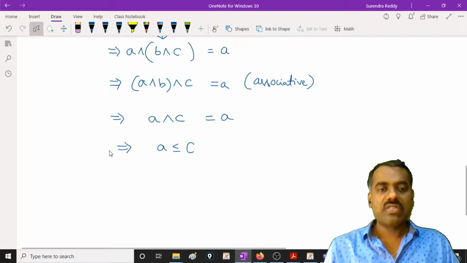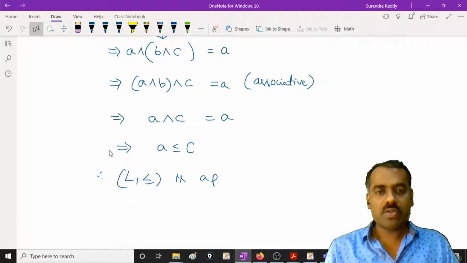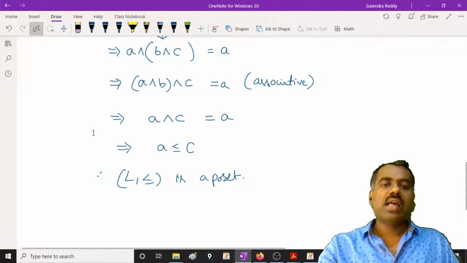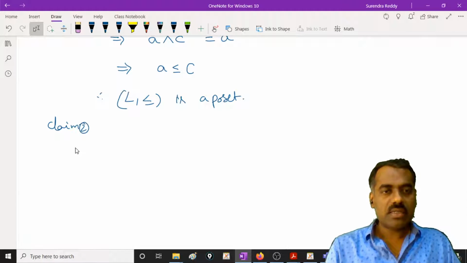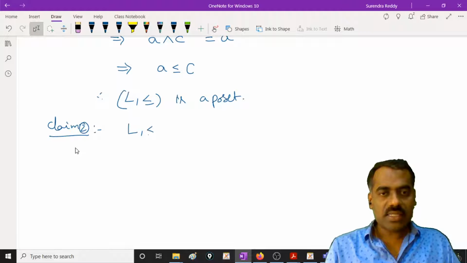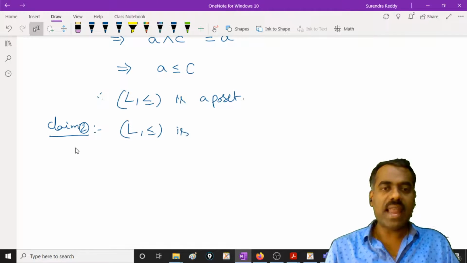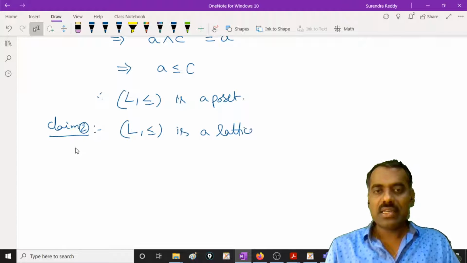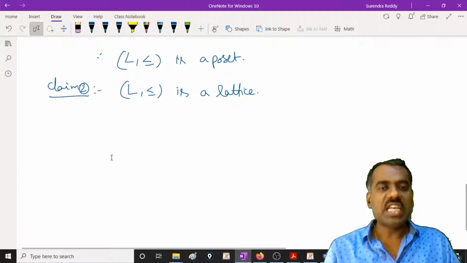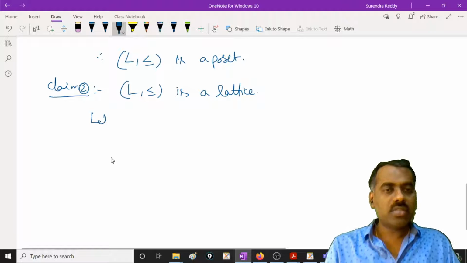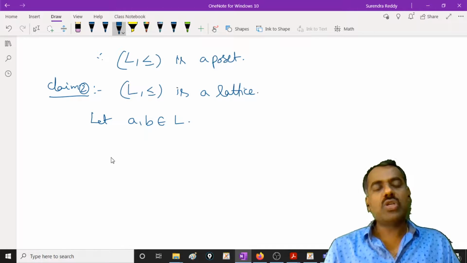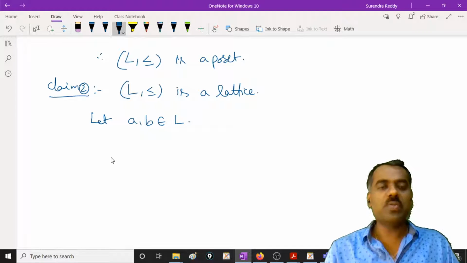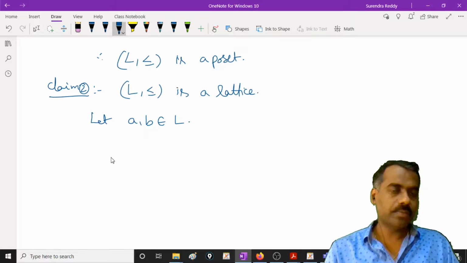Is this clear? Therefore, this is a poset. So we proved that first of all it is a poset. Now our second claim: we will prove that not only is this a poset, in fact it is more, it is a lattice. So what is meant by lattice? If you start with any two elements, infimum and supremum should exist. So start with two elements, let A, B belong to L. We want to show that the infimum of A, B and the supremum of A, B exist, right?